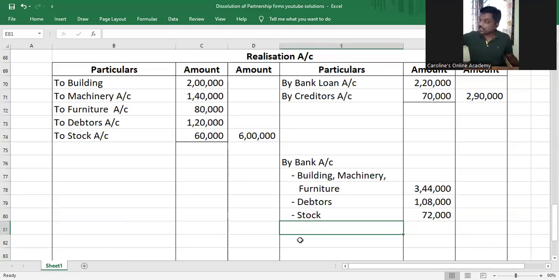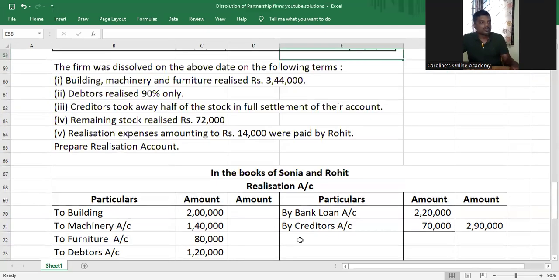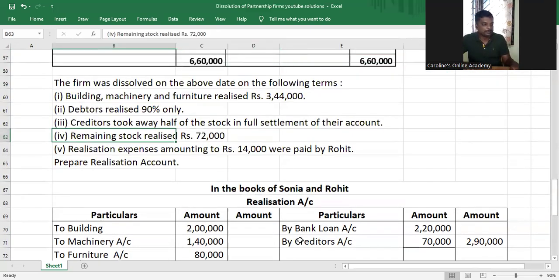So half of the stock was taken by creditors for full settlement. Forget about it. No entry for that. Liability takes over an asset in full settlement. No entry. And remaining stock realized 72,000. How much is the remaining stock? Why do you care? You don't need it. You only need the realized value, which is 72,000. Understood or not, my dear children? So now we have sold all the assets.